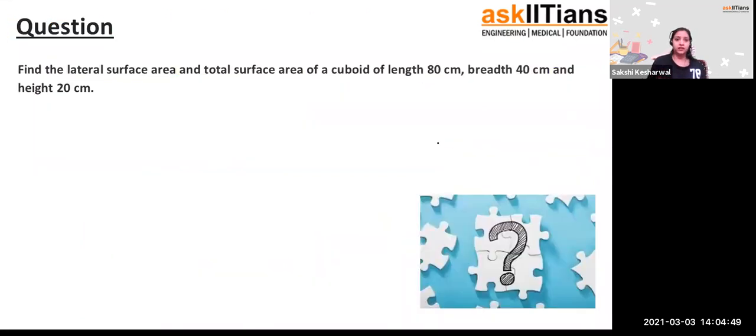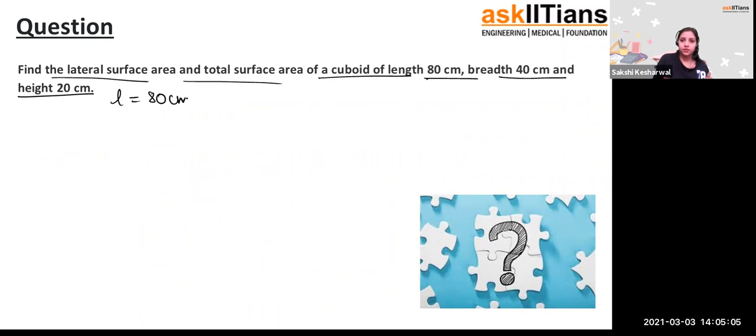Now let's do the questions. Directly we'll jump in. Hopefully you have understood the things. Now it says find the lateral surface area and the total surface area of a cuboid of length 80 centimeter, breadth 40 centimeter, and height 20 centimeter. So L is 80 centimeter, breadth is 40 centimeter, and height is 20 centimeter. First we'll find the CSA. If you find the CSA, you can just add 2 times LB and you'll get the same answer. You can go either way, whatever you feel like.